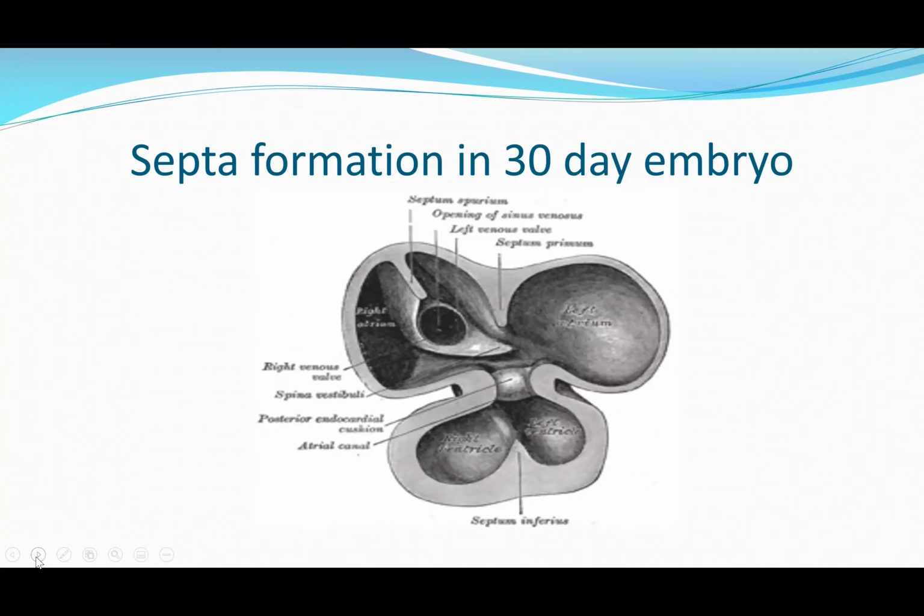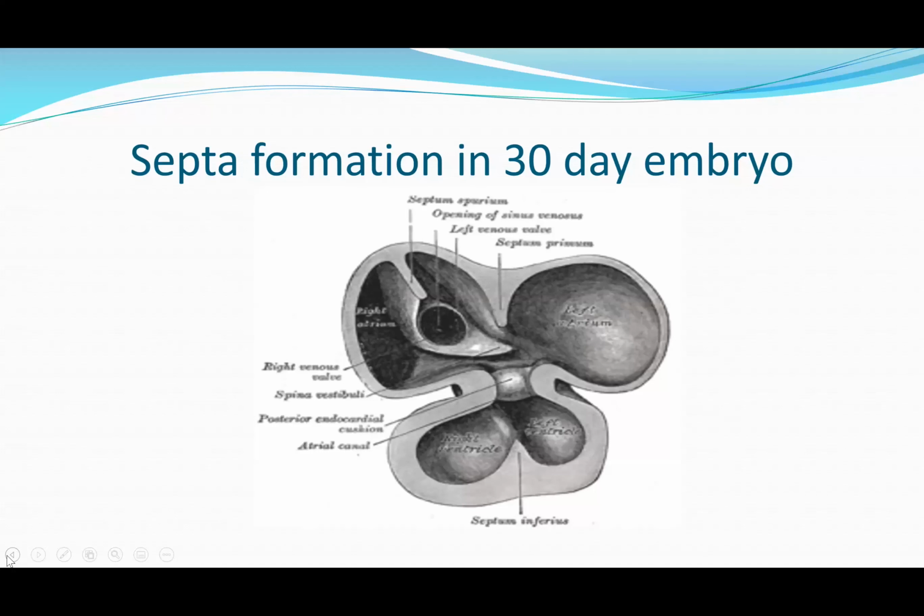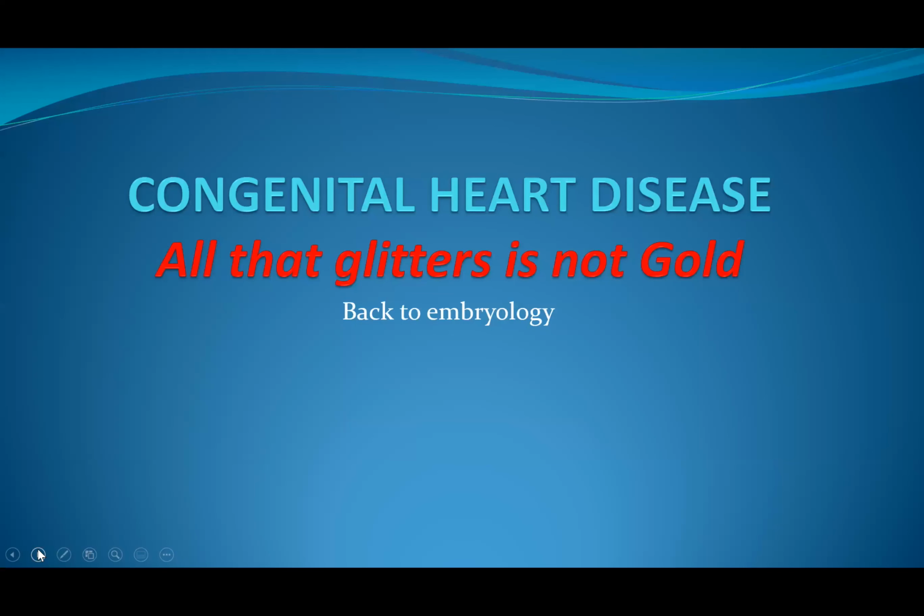So all that glitters is not gold. Somebody can look normal like all of us here in the room on the outside, but internally things may go wrong. As these tissues form, and especially with the looping, sometimes it's incomplete or it goes in the wrong direction. So one chamber can end up in a different position, or the great vessel can end up in a different position. So all that glitters is not gold.